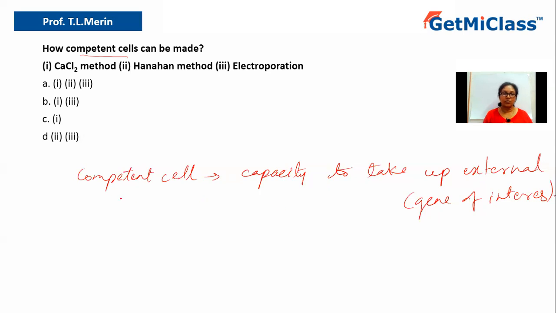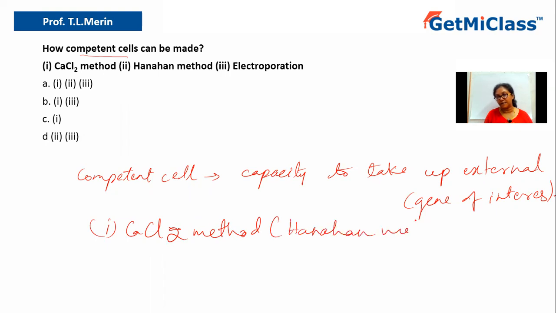Now, to make these cells competent, we follow different methods because it has to take up the DNA easily. So we make these cells competent by various methods. Here the first one they have given is the CaCl2 method, the calcium chloride method, which is also called the Hanahan method.